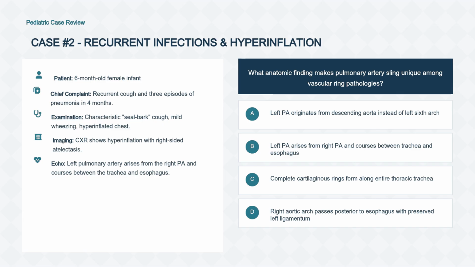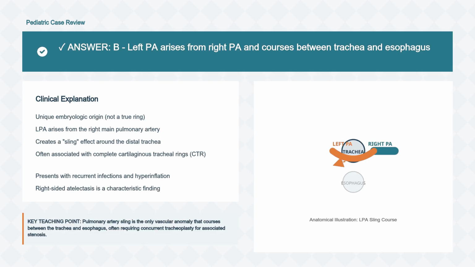Option A. Left pulmonary artery originates from descending aorta. Option B. Left pulmonary artery arises from right pulmonary artery and courses between trachea and esophagus. Option C. Complete cartilaginous rings form. Option D. Right aortic arch passes posterior to esophagus. The correct answer is option B.